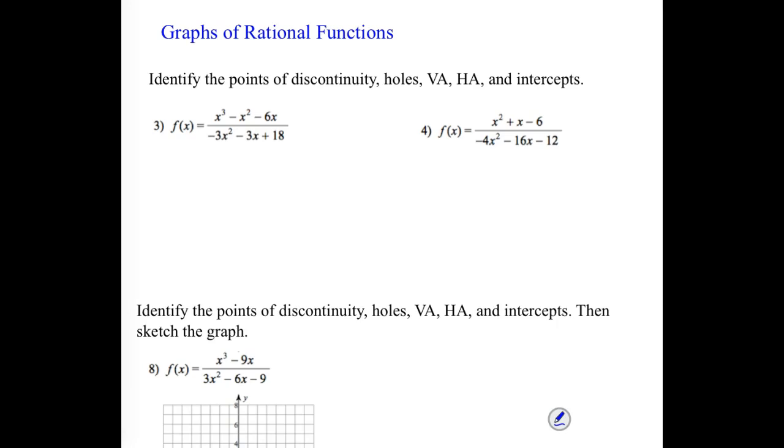So what can we factor out of the numerator? If we take an x out, we have x squared minus x minus 6. How does that factor? All right.